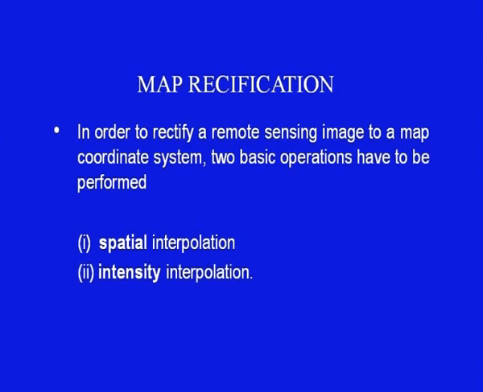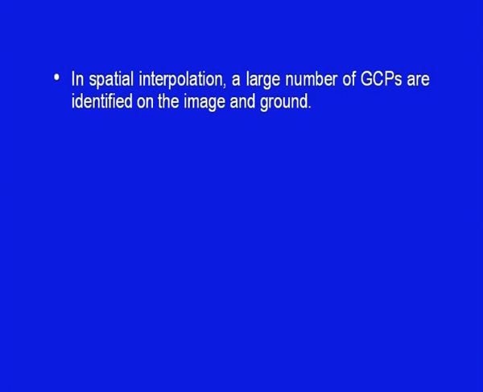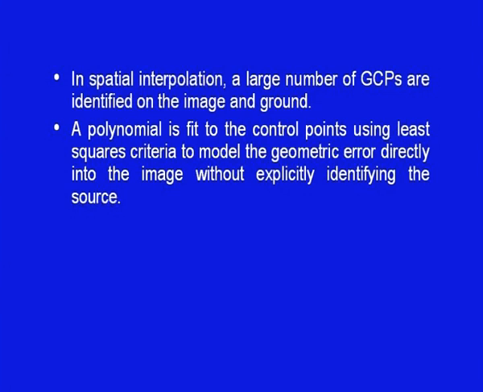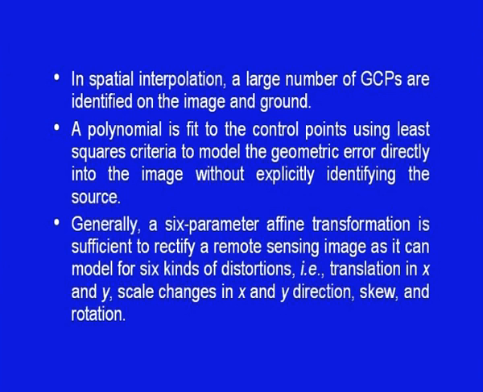In order to rectify a remote sensing image to a map coordinate system, two basic operations have to be performed. First is spatial interpolation and second is intensity interpolation. In spatial interpolation, a large number of GCPs are identified on the image and on the ground. A polynomial is fitted to the control points using the least squares criterion to model the geometric error directly into the image without explicitly defining or identifying its source. Generally, a 6-parameter affine transformation is sufficient to rectify a remote sensing image, as it can model 6 kinds of distortions, that is, translation in x and y, scale changes in x and y, and skew and rotation.